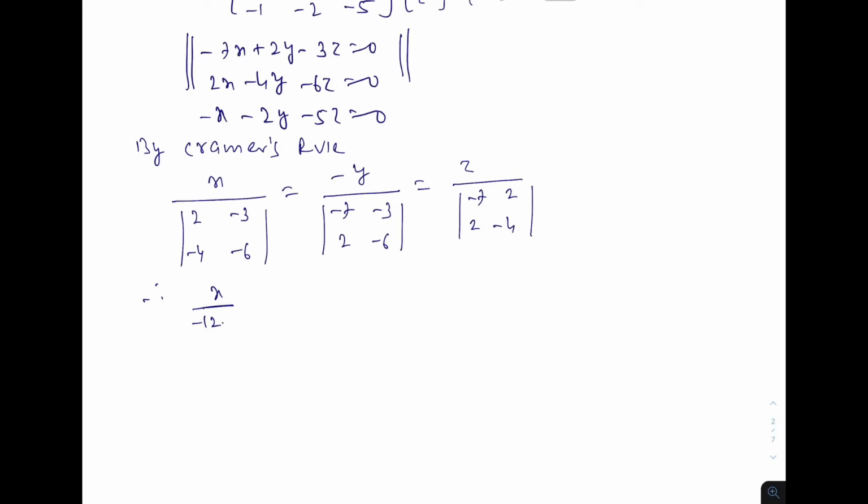and so x over, now this is easy, minus 12 and again minus 12, these two equal to minus y over, this is 7 6 are 42. Okay, and minus and minus plus 6. This is equal to z over 28 minus 4.